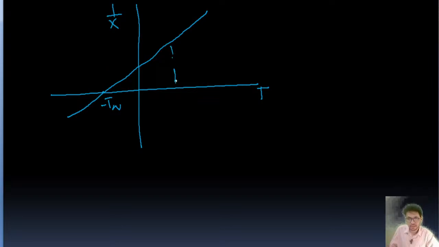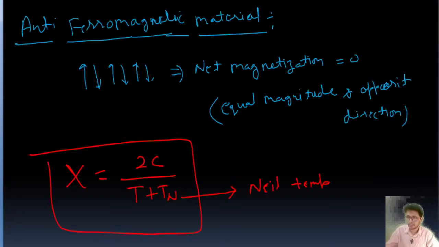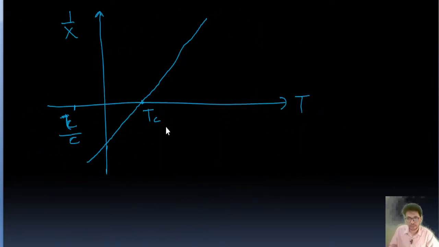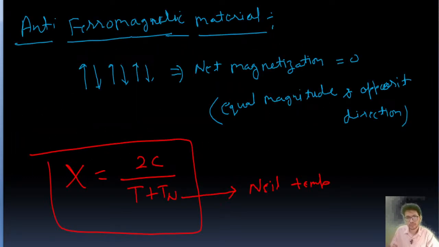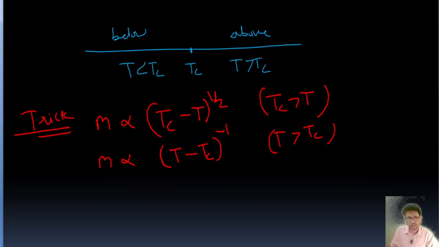And this value is Tn upon 2c. Okay, so this is the Néel temperature. This is a graph of temperature versus chi for antiferromagnetic. For ferromagnetic, you can see this graph, this one goes from here. And this is for antiferromagnetic.